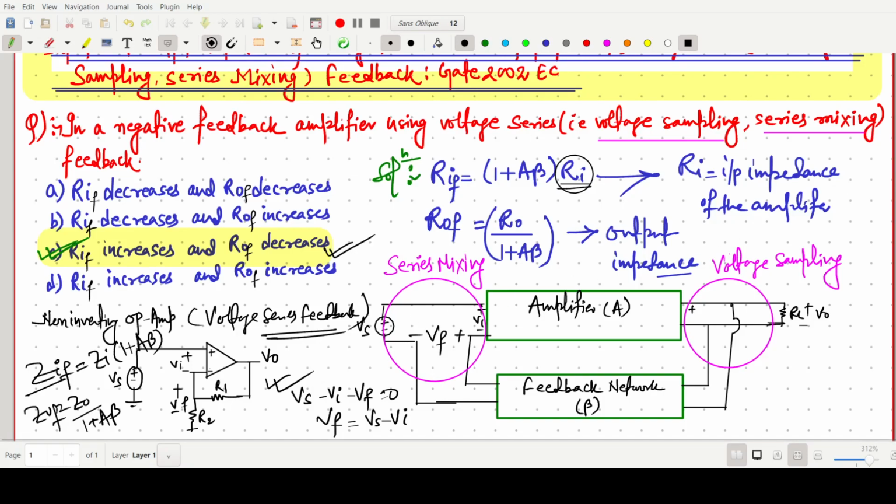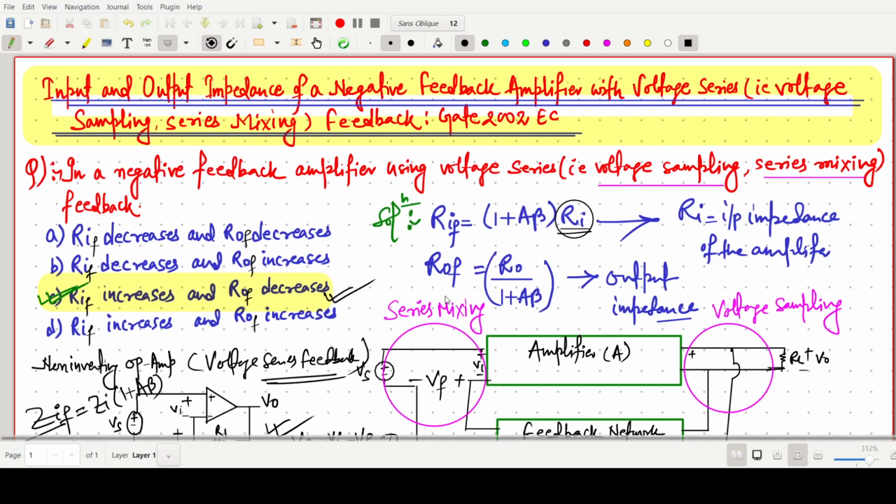So this is all about this simple question of GATE 2002. I will share the link in which I show how to prove this concept, RIF equals 1 plus A beta Ri. This is all about this simple question.